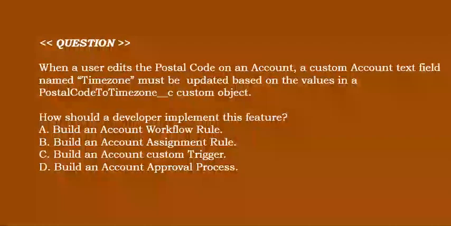Next question is, when a user edits the postal code on an account, a custom account text field named time zone must be updated based on the values in a postal code to time zone underscore C custom object. How should a developer implement this feature? Option A, build an account workflow rule. Option B, build an account assignment rule. Option C, build an account custom trigger. Option D, build an account approval process. Correct answer is option C.